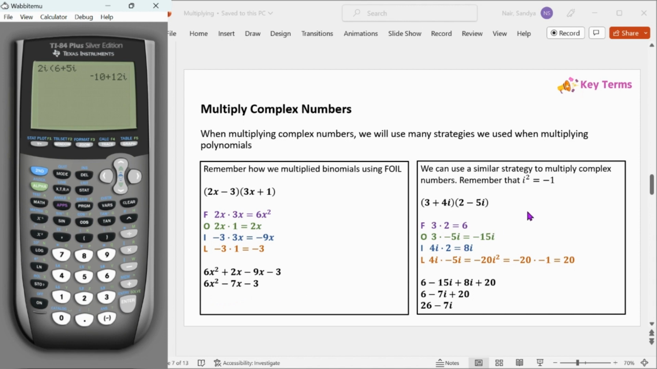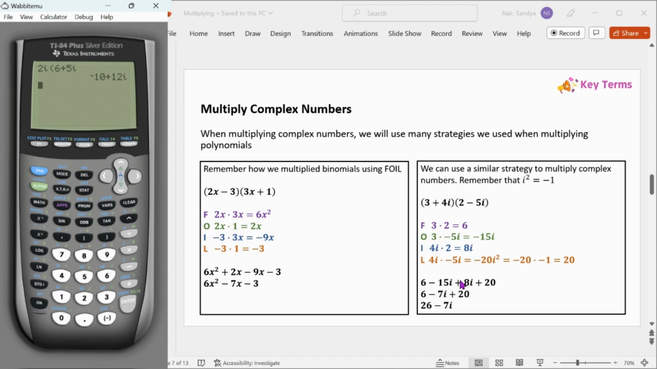So when we multiply complex numbers, remember, we always want to keep in mind the fact that i squared equals -1. So first, it's going to be 3 times 2, which is 6. Outside will be 3 times -5i, which is going to give us -15i. Inside is going to be 4i times 2, which is equal to 8i. And last, we have 4i times -5i. Well, that's going to give us -20i squared. -20i squared is basically -20 times -1, which is +20.